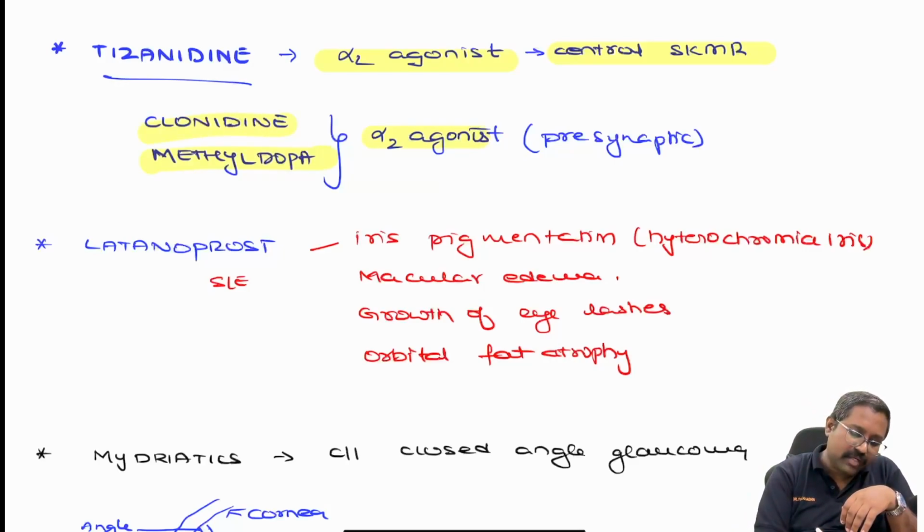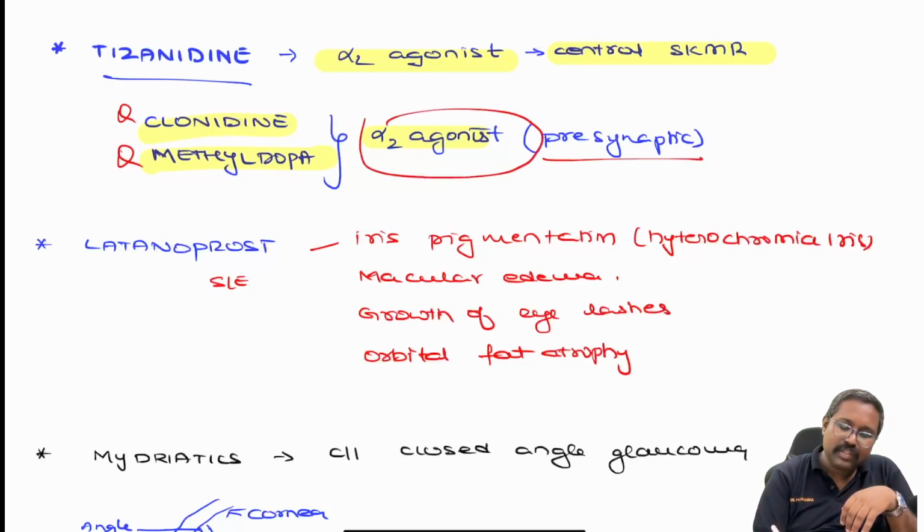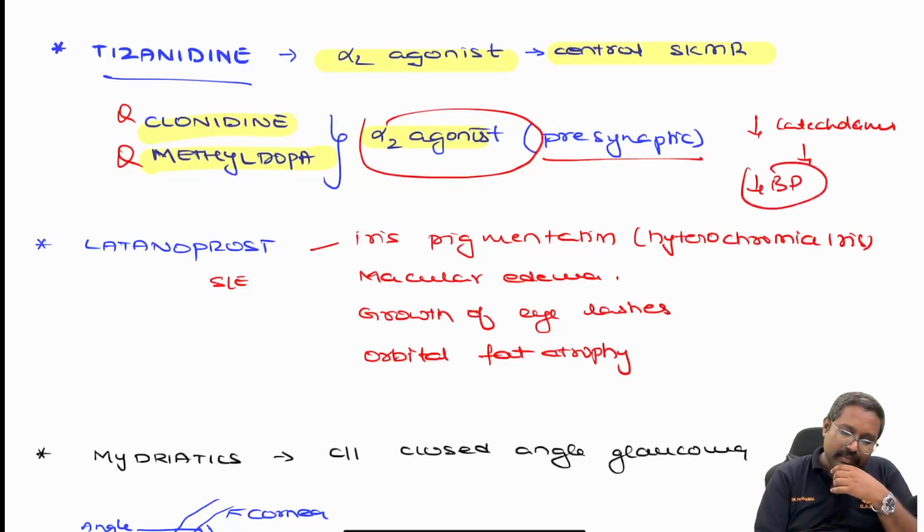Very important, please remember: clonidine and methyldopa act at the presynaptic junction, and alpha 2 will cause a decrease in the catecholamine release, thereby decreasing the blood pressure. Is that clear? Okay, fine.